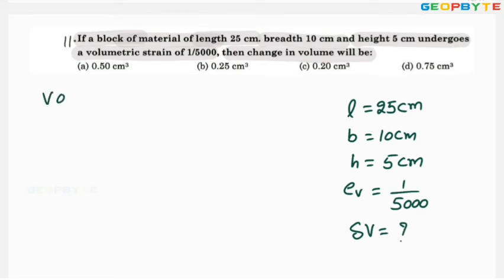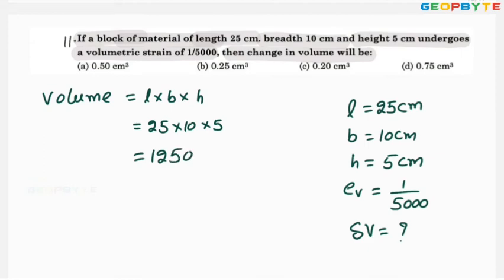First let us find the volume of the member. Volume equal to length into breadth into height. It is equal to 25 into 10 into 5, which is 1250. Since all are in centimeters, it is in centimeter cube.